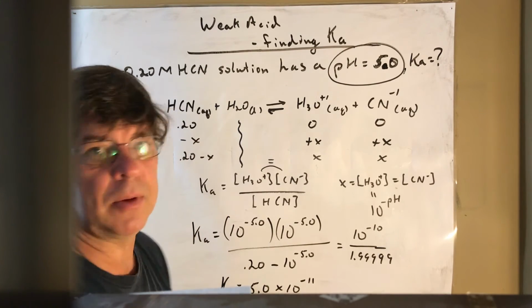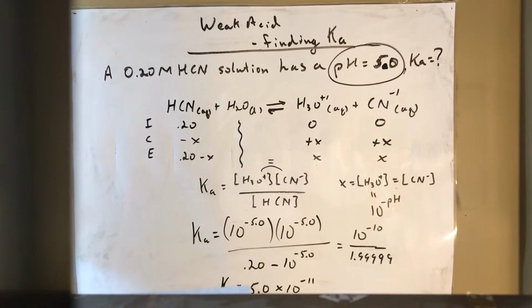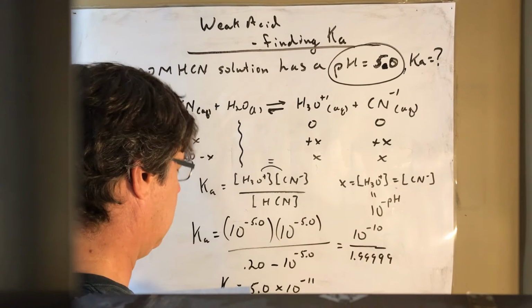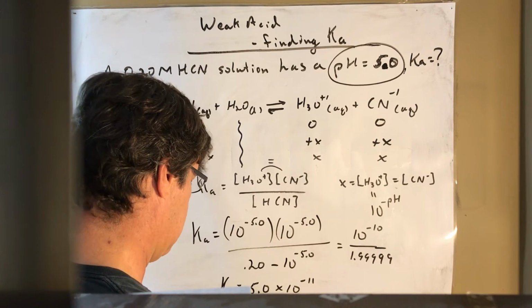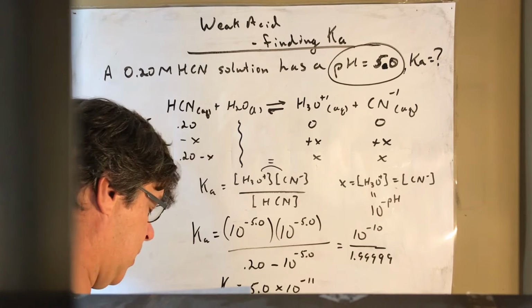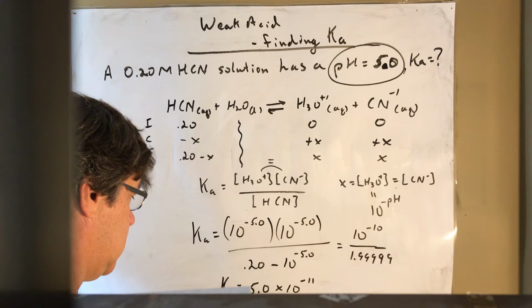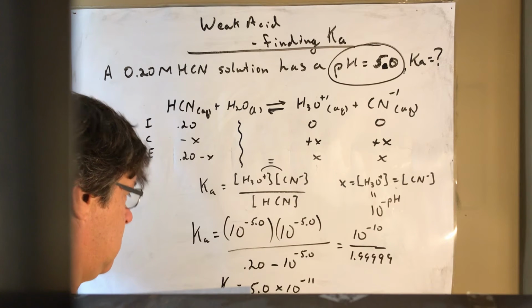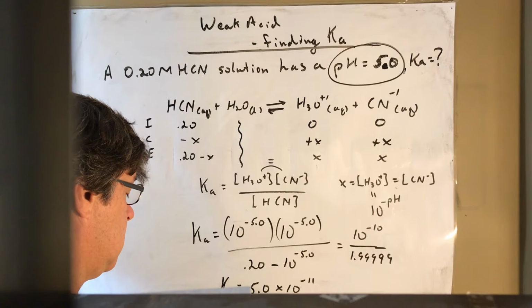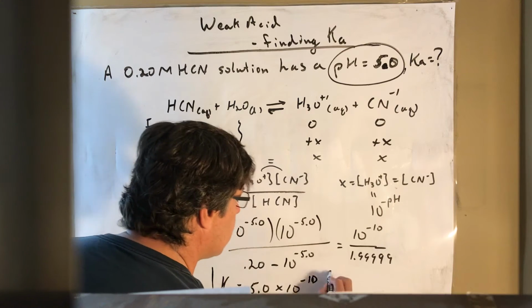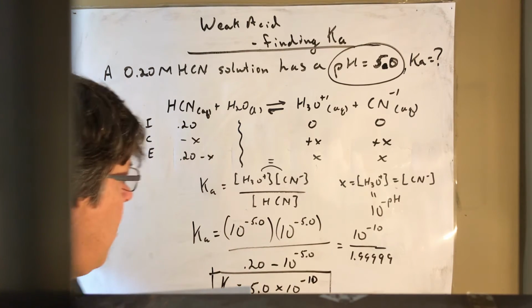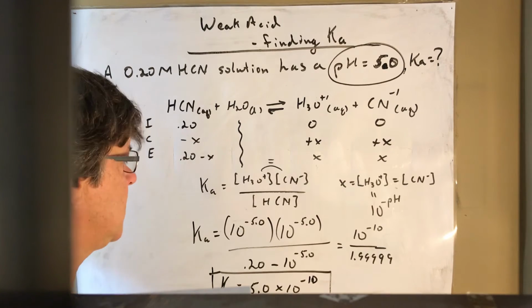And I think, let me check my notes here for a second. Sorry about that. Hey, I think I might be off a decimal place here. Let's just check again. No, that's right. Oh, no, it's this. My fault. Check it yourself. Make sure you get 5.0 times 10 to the negative 10th. Okay, sorry about that. That's the Ka.